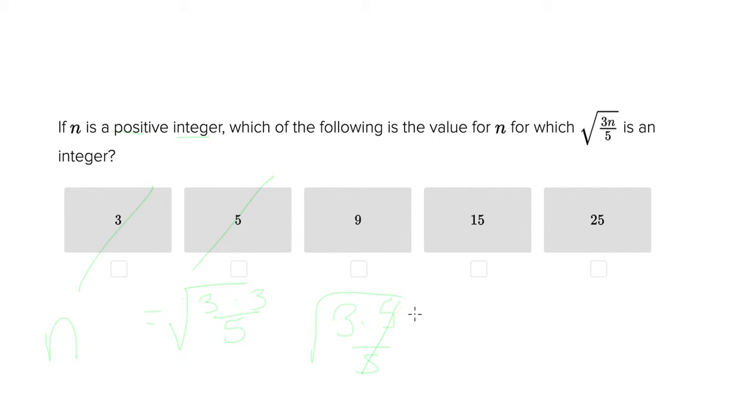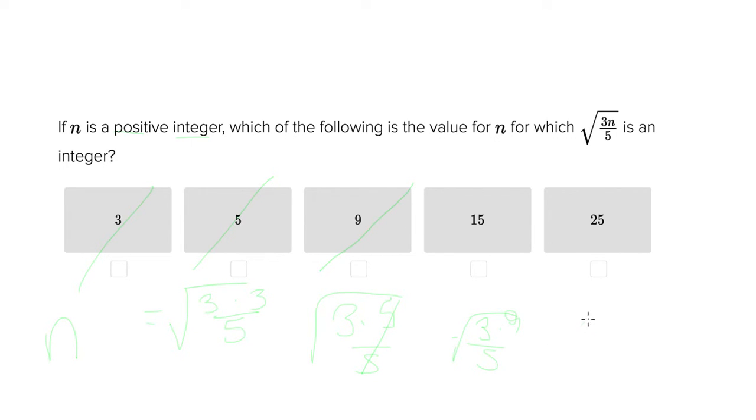Then if you try plugging 9 in, you'd have 3 times 9 over 5, and here you have 27 over 5. Again, like the first one, you'd end up with a mixed number or a decimal number that you're taking the square root of, and it wouldn't end up looking like a nice positive integer.